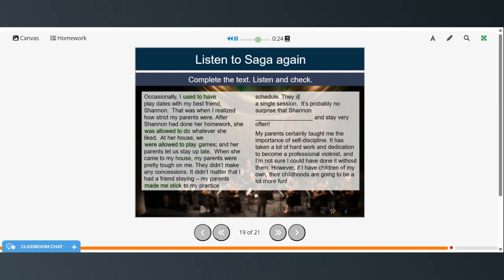It's probably no surprise that Shannon didn't used to come and stay very often. My parents taught me the importance of self-discipline. It has taken a lot of hard work and dedication to become a professional violinist, and I'm not sure I could have done it without them. However, if I have children of my own, their childhoods are going to be a lot more fun.